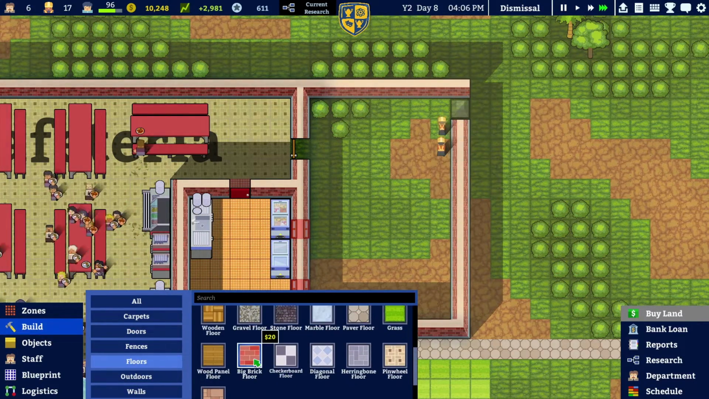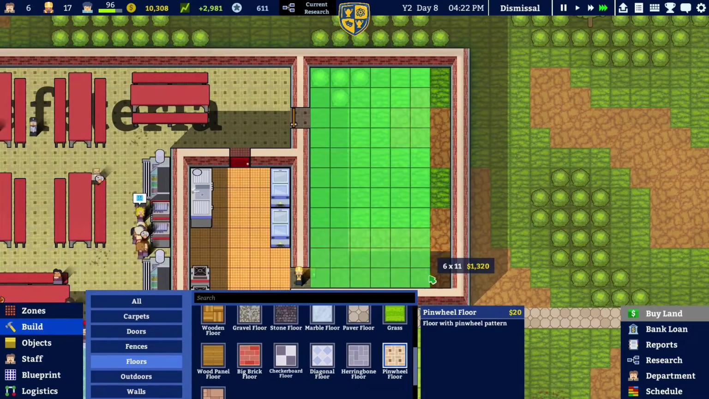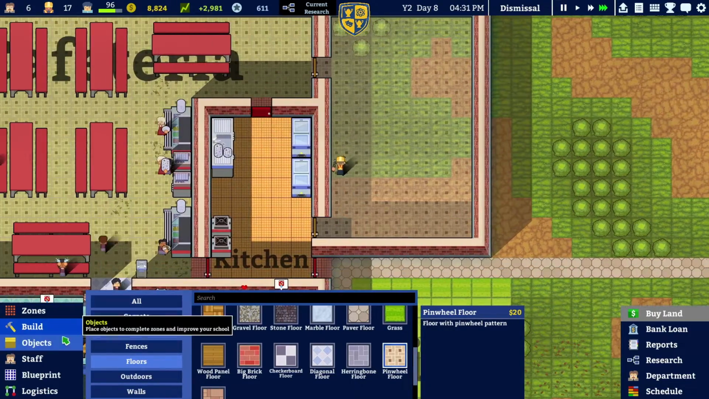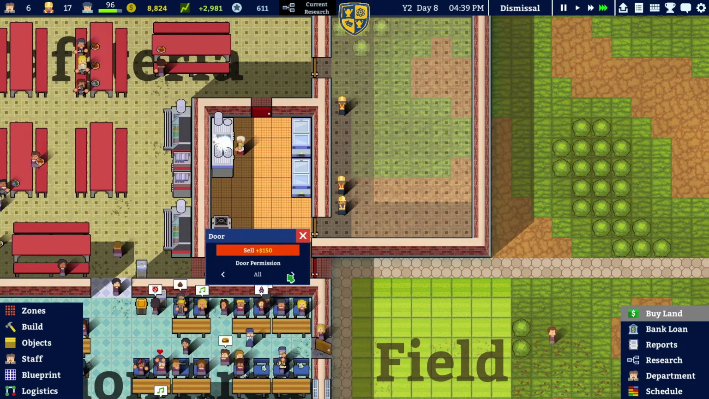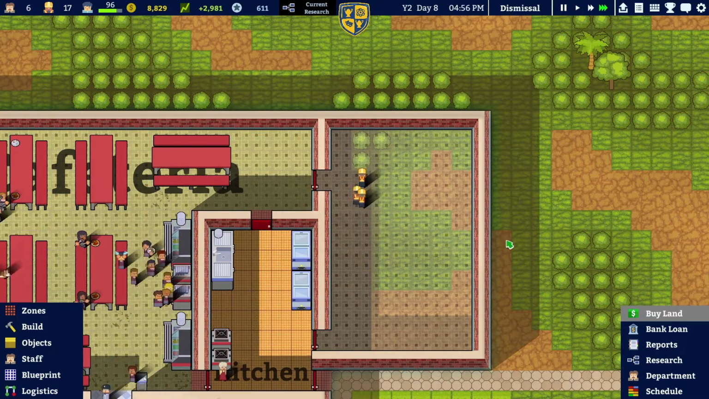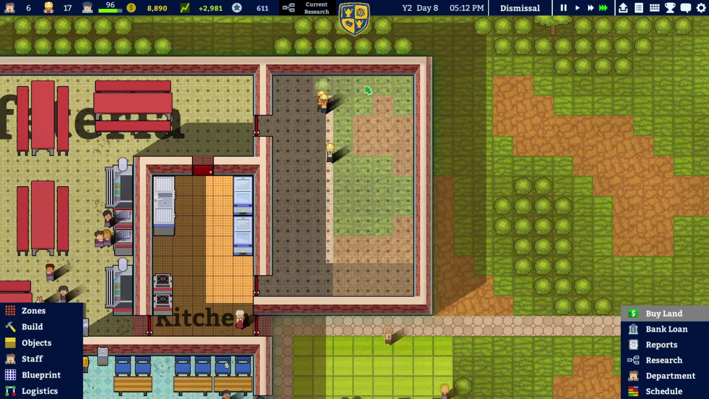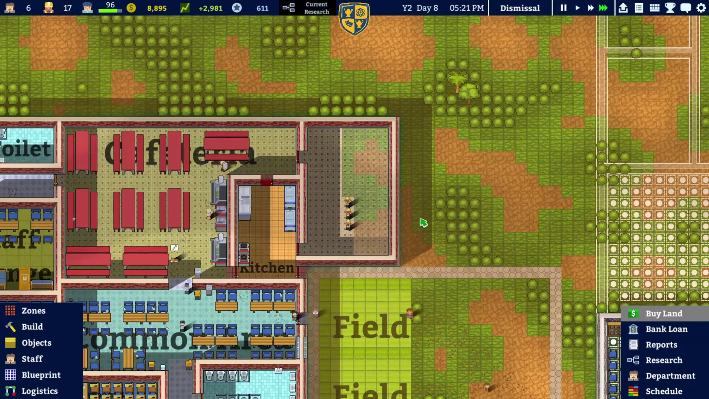So we'll have the pinwheel. So I'll have a bit there. Fill that in with flooring at great expense. And then that is staff only, and that is staff only. So there you go. You can't come in, kids. You're not allowed in because it's a fancy staff only cafeteria that you're not invited to.